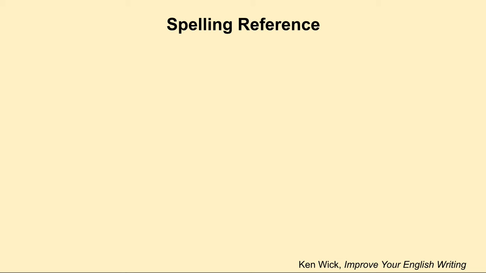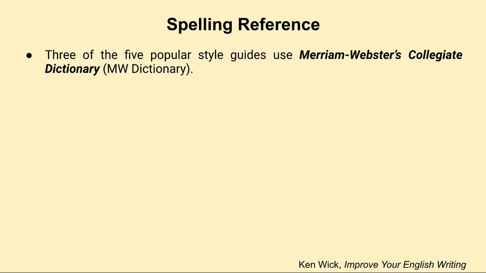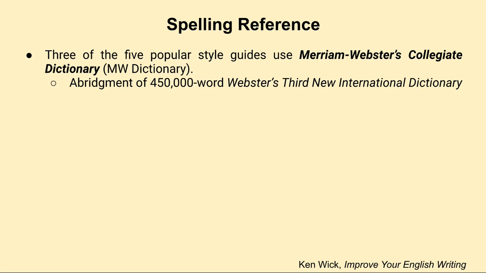So let's talk about spelling references. So 3 of the 5 popular style guides, which I'll list here, use the Merriam-Webster's Collegiate Dictionary. Just going to abbreviate that MW Dictionary if you see it again. So most of the references use, once again, the Merriam-Webster Collegiate Dictionary. So the Merriam-Webster Dictionary, or Collegiate Dictionary, is actually an abridgment of, I guess we can call this the unabridged, or the 450,000 word Webster's Third New International Dictionary.